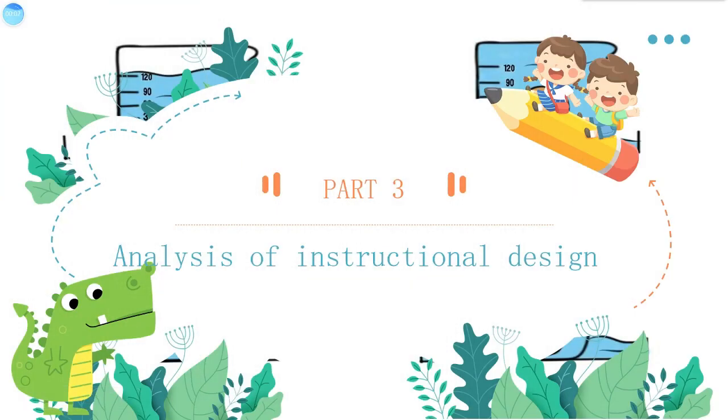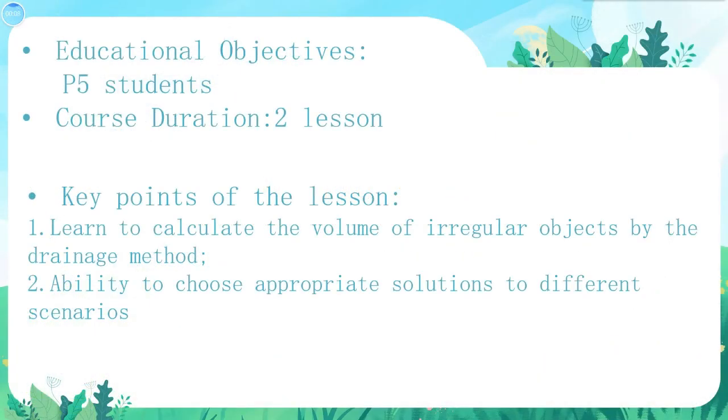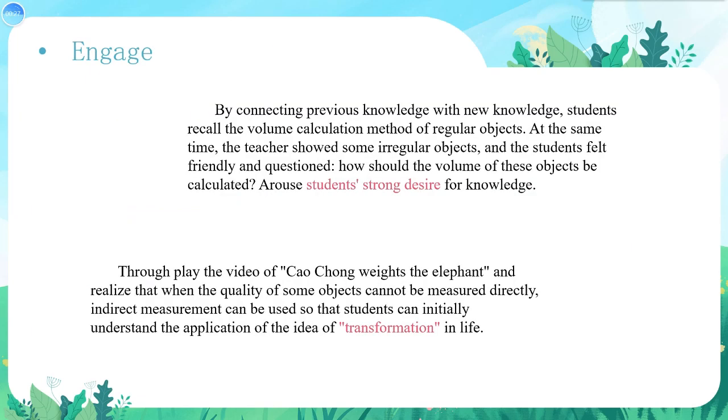In this part, we are going to analyze the lesson's instructional design in order to teach P5 students how to calculate the volume of irregular objects in 2 lessons. Here are the learning objectives. 1 is to learn to calculate the volume of irregular objects by the drainage method. 2 is the ability to choose appropriate solutions for different scenarios. There are 2 major components in this lesson design. One is 5-minute auto, the other is IPM.